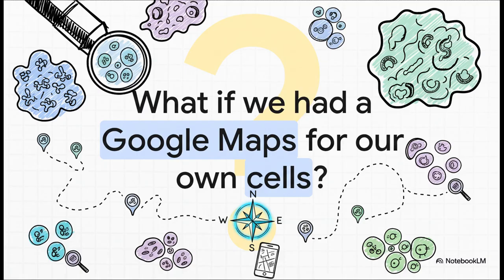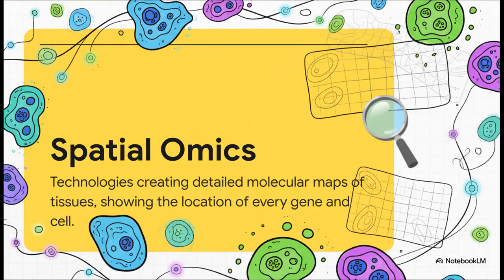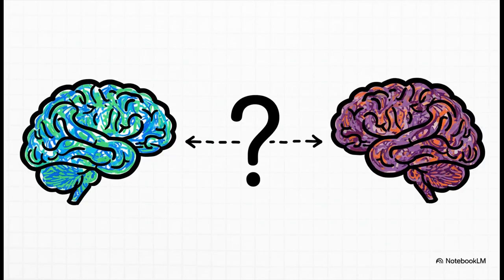I know, it sounds like something straight out of science fiction, right? Well, it's actually starting to become a reality. You see, this incredible field of technology is called spatial omics, and it already gives us these stunning, super high resolution maps of life itself. We can literally see exactly where every gene is firing up and where every single cell is sitting in relation to its neighbors.